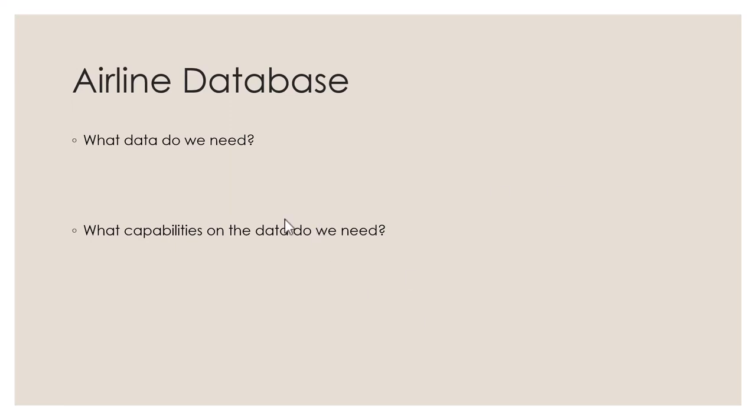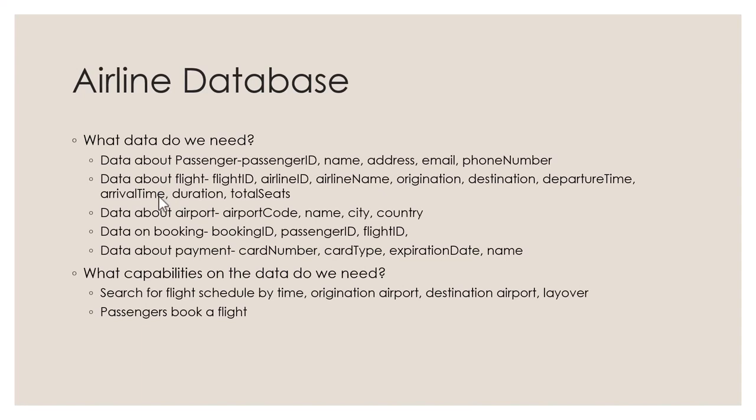Okay, so let's go over the data we need and the functionalities. So we need data about passengers who are going to be flying. We have their passenger ID, their name, address, email, and phone number.